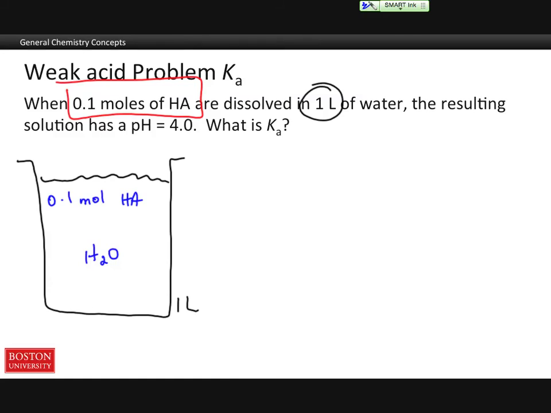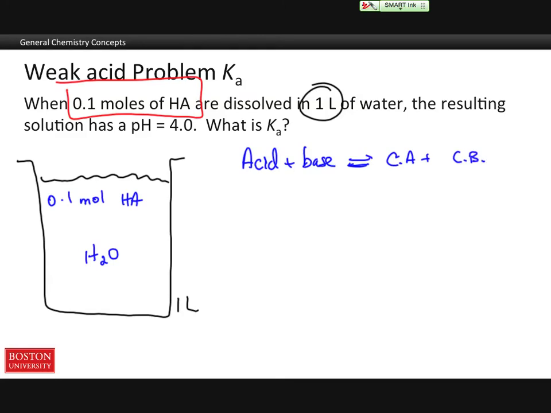Once we've written down the contents of our beaker, now we can start to predict what kind of equilibrium will take place. It's not always so simple as just looking at the problem. We have to decide which equilibrium is most important. So we know that acid-base reactions are an acid reacting with a base to make a conjugate acid and a conjugate base.